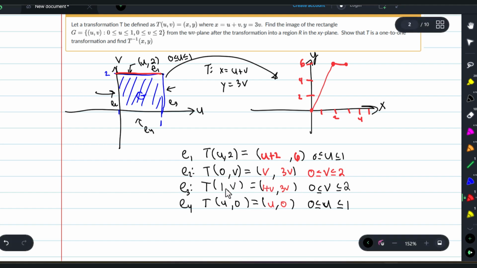Similarly, if I try to work on this edge, edge 3, which is this edge over here, to see where it gets mapped, I go ahead and plug in the coordinates or parametric description of this in terms of v's.